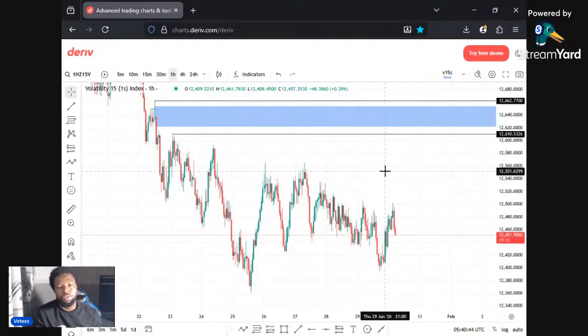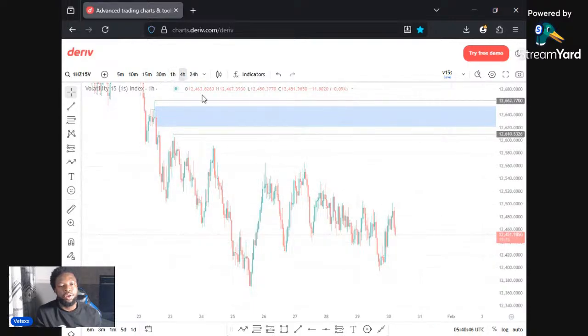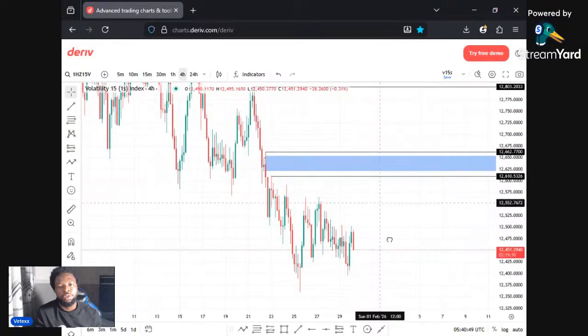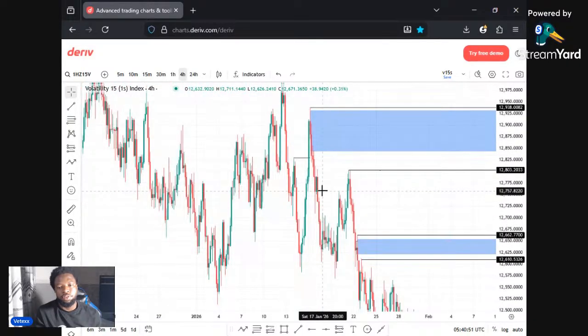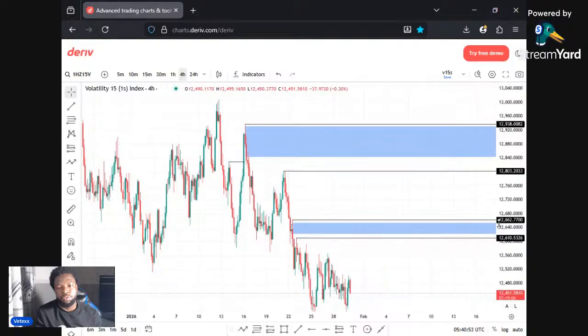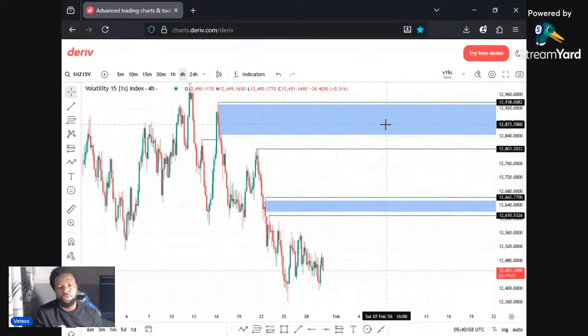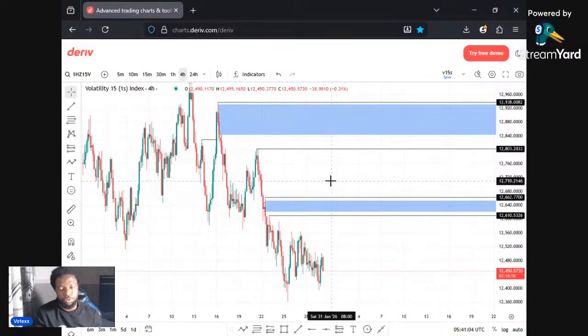But if it doesn't, we have a 4 hour POI above. If it doesn't respect this point of interest, we have this that it should come to. If price doesn't come here, you anticipate price to come to this zone and sell to the opposite direction. So one of these two, we want to respect one of the points of interest.